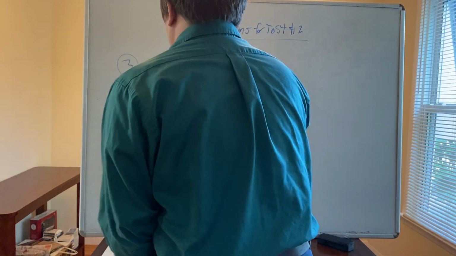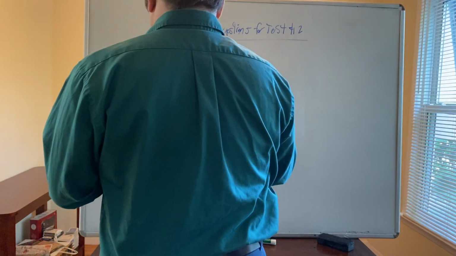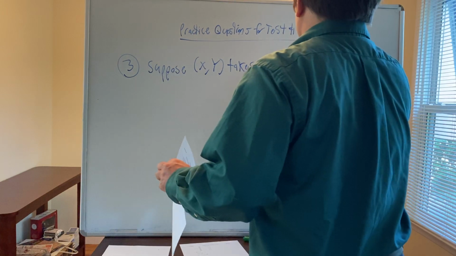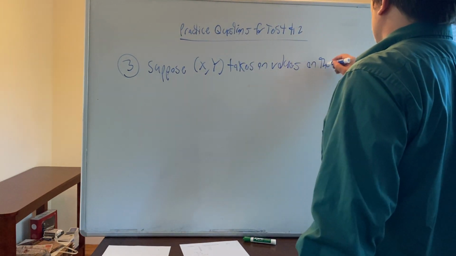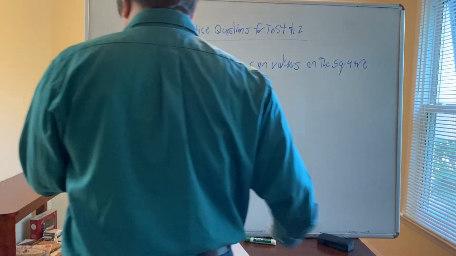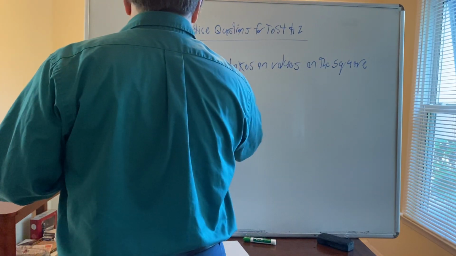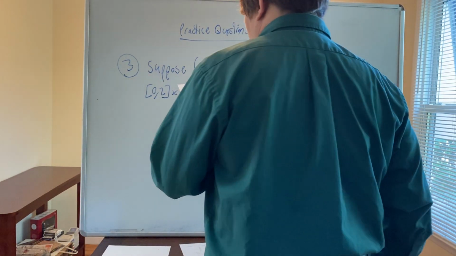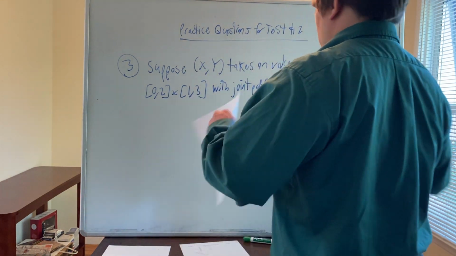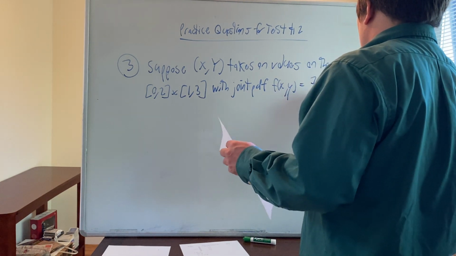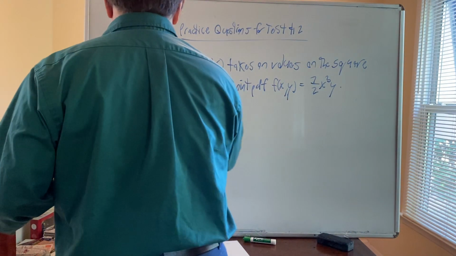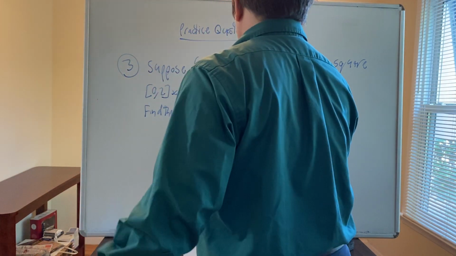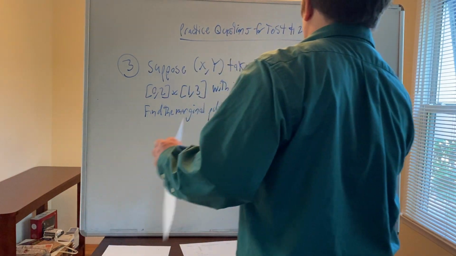Okay, so number 3. Suppose (X, Y) takes on values on the square (0, 2) cross (1, 3), with the joint PDF f of x comma y equal to 7/2 x cubed y. Find the marginal PDFs, f sub capital X of x and f sub capital Y of y.